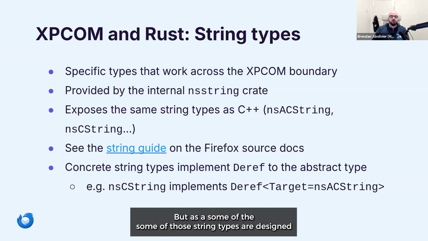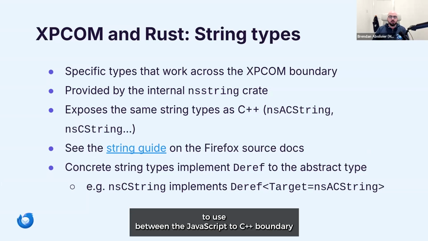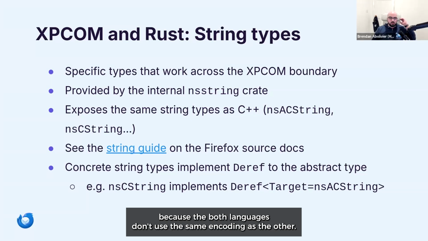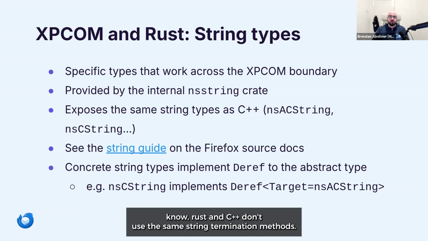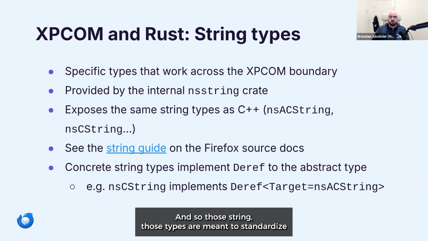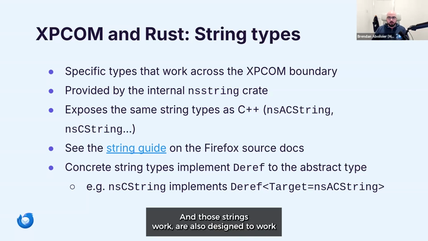Some of those string types are designed to be easier to use across, for example, the JavaScript to C++ boundary, because both languages don't use the same encoding, or Rust and C++ don't use the same string termination methods. So those types are meant to standardize the way to deal with strings across the entire code base. And those strings are also designed to work, by extension, across the XPCOM boundary.